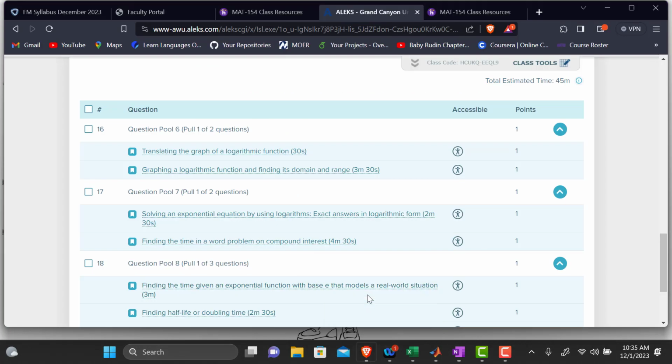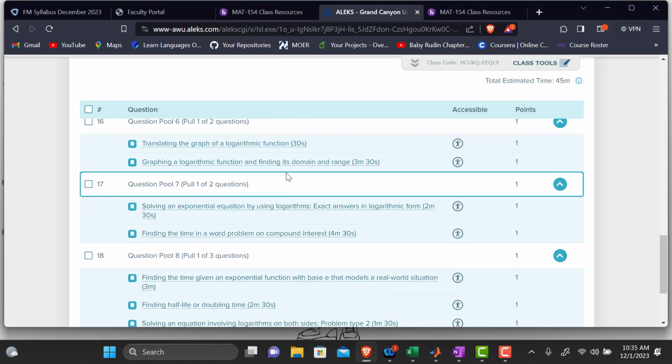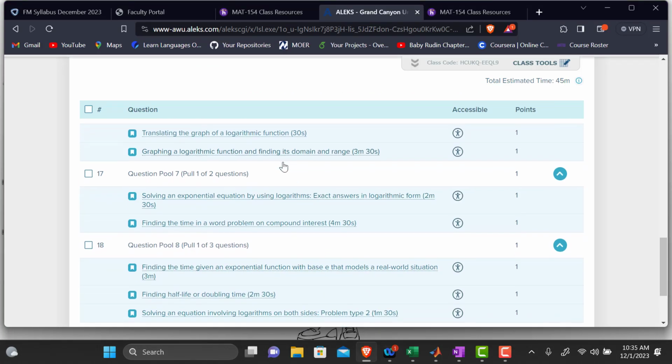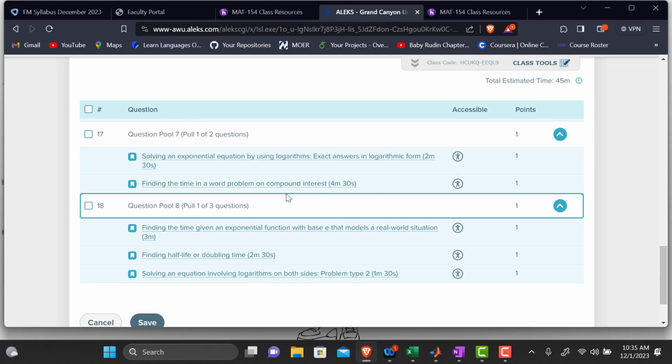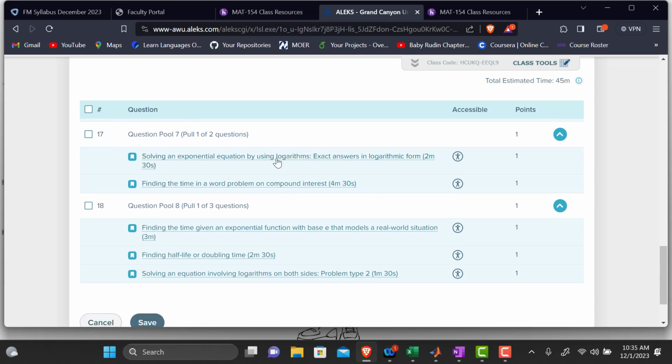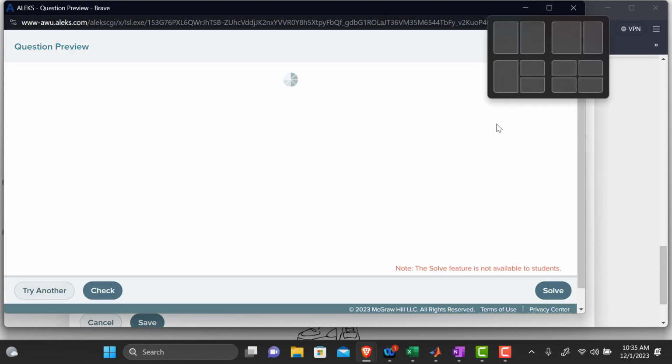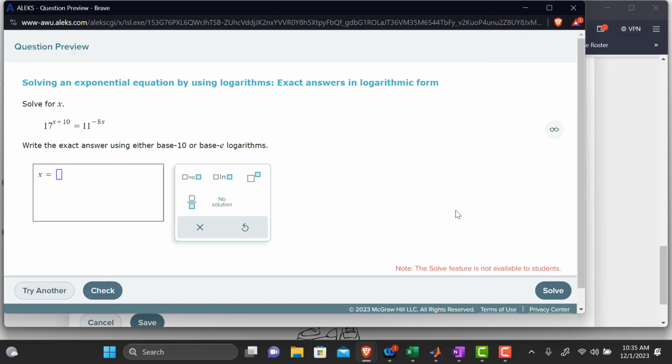Let's go back. That was the end of 16. We're getting there slowly. 17. Okay. Now it says exact answers in the logarithmic form. And it says you can use base 10 or base e. I like to use base e.